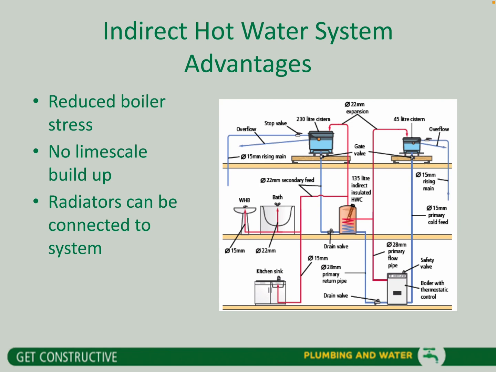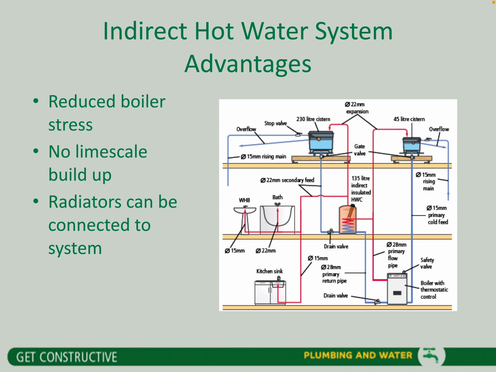So, like in the previous image, everything on the left hand side stays the same. We still have our 22 millimeter feed pipe coming off to our bathroom sink, and our kitchen sink. We still have the same thing, our 230 litre cistern in the attic, and we have our hot water expansion pipe coming up to that. So that entire system stays the same.